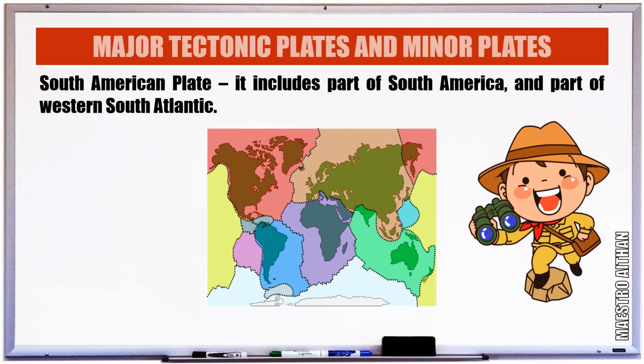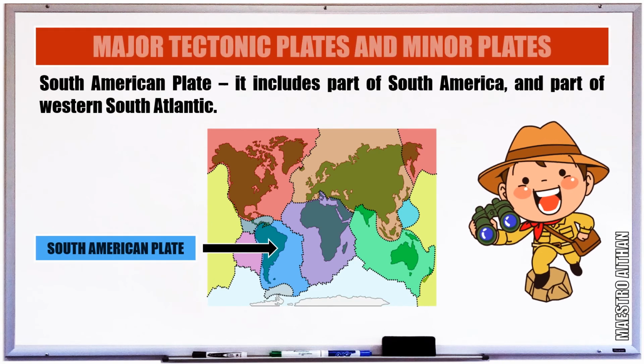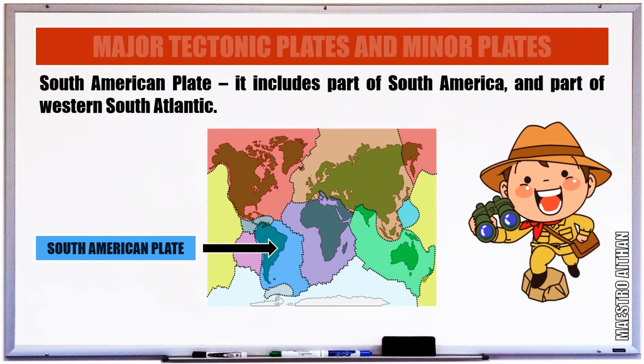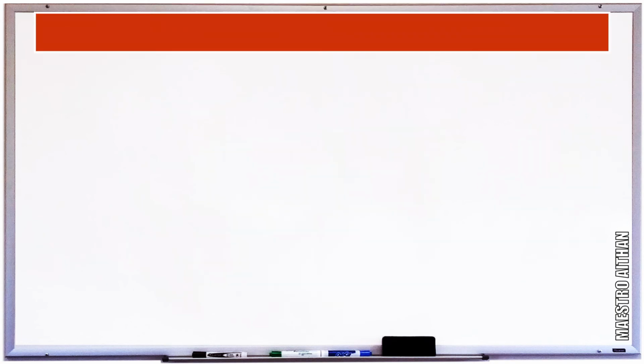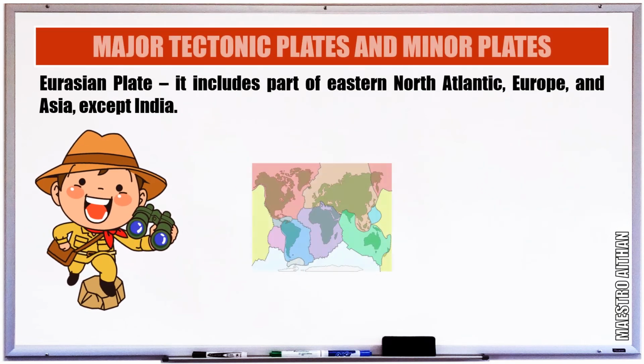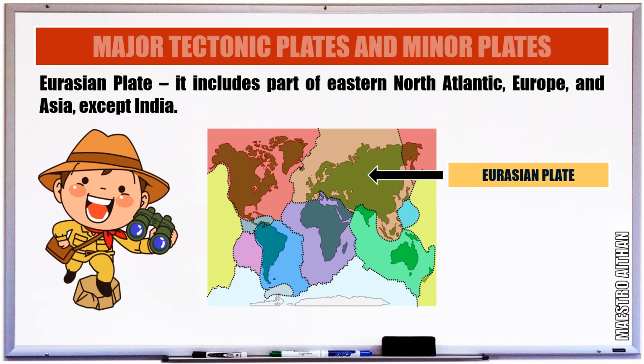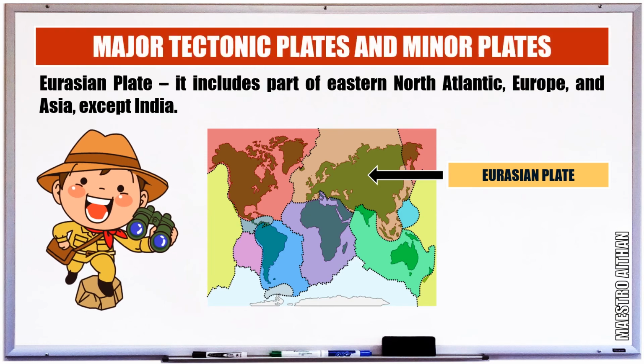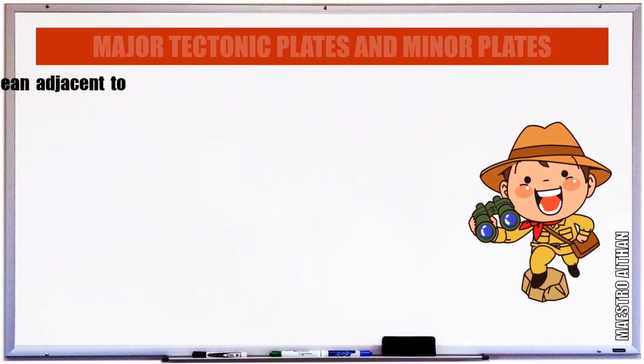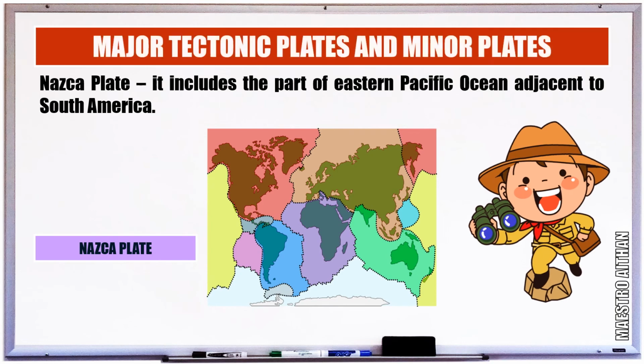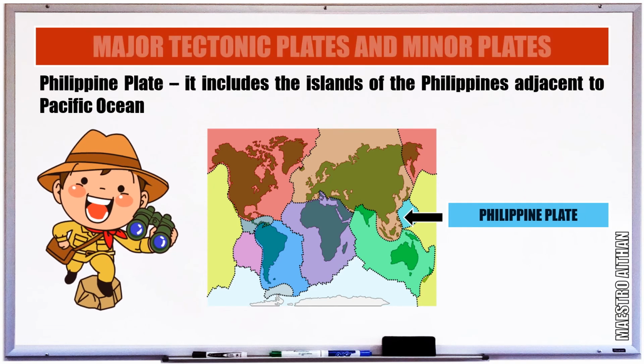South American Plate. It includes part of South America, and part of western South Atlantic. Eurasian Plate. It includes part of eastern North Atlantic, Europe, and Asia, except India. Nazca Plate. It includes the part of eastern Pacific Ocean adjacent to South America. Philippine Plate. It includes the islands of the Philippines adjacent to the Pacific Ocean.